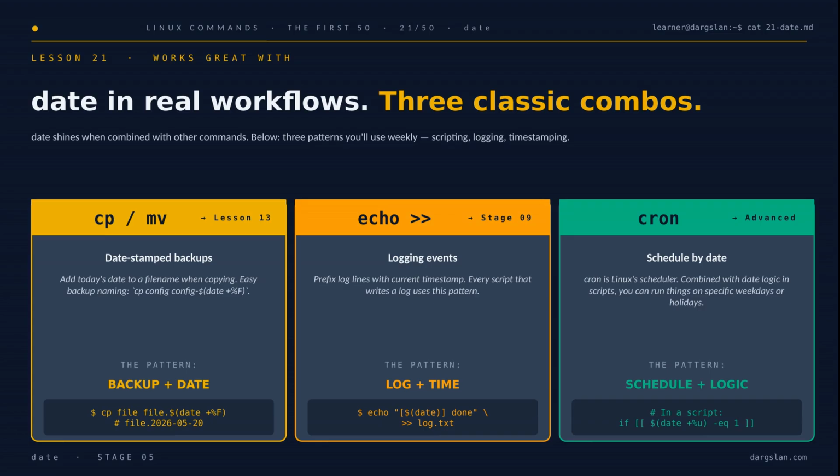Okay, formatting mastered. Now let's see where date actually earns its keep. 3 combos you'll reach for constantly. Pair it with cp or mv for date-stamped backups like cp config config-$(date +%F). Sara does this every morning before touching production. Pair it with echo and now to prefix log lines with a timestamp, so when something breaks at 3 a.m., you know exactly when. And pair it with cron, where a little if check on date +%u lets you run jobs only on Mondays. Backup, log, schedule, that's date as glue.